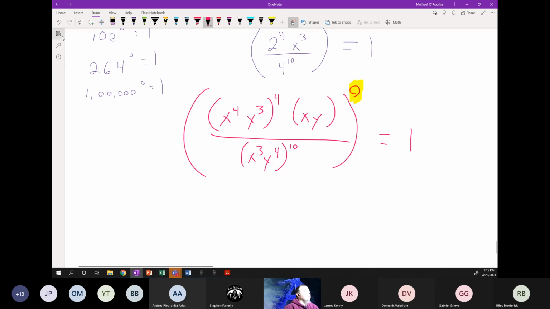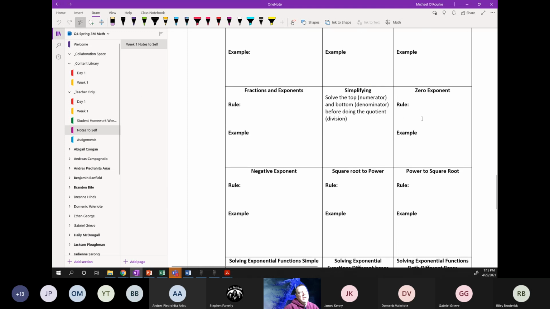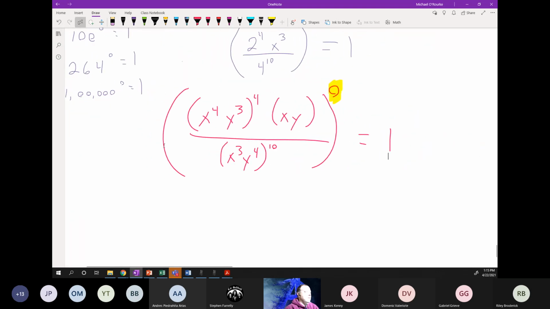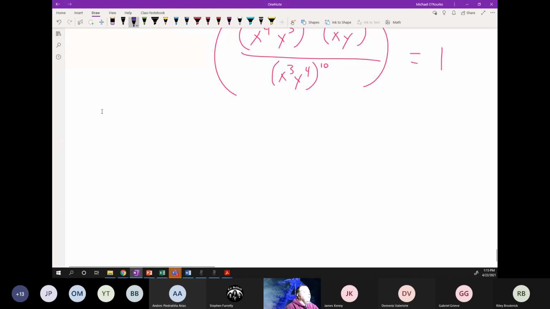All right. So when you go to make your note, if you go to your notes itself, you can see here it says 0 exponent, right? That's where you put that. Okay. Now for the interesting one. Negative exponent.